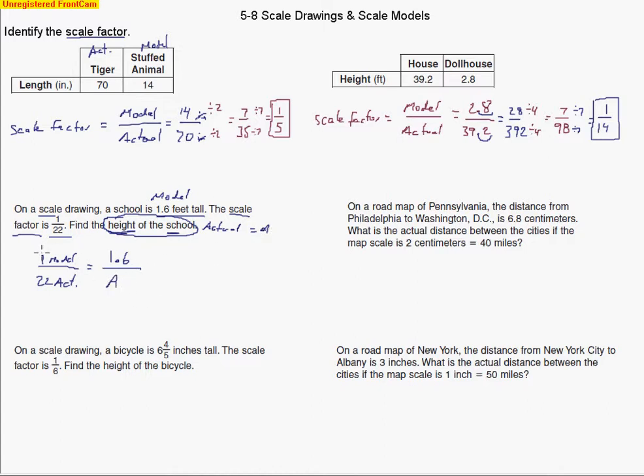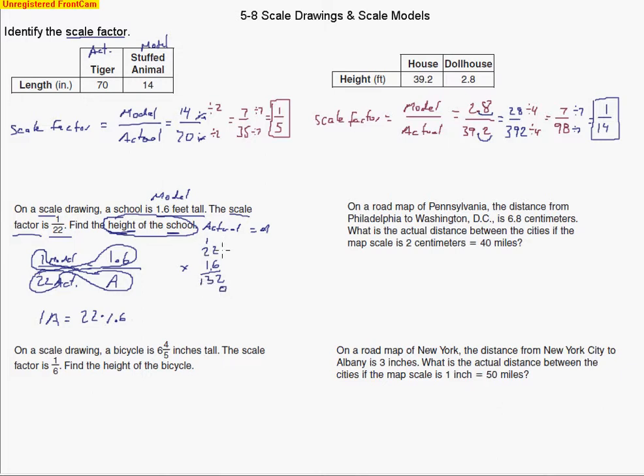What I'm going to do is multiply the 1 times the A. I'm going to cross multiply. When I've got proportions, that's what we use to solve these. So it's 1A, and it equals 22 times 1.6. So 22 times 1 6/10. Off to the side, I'll do that 22 times 1.6. When I do that, I get 2 times 6 makes 12. Carry a 1, that makes 12 again, plus 1 makes 13.